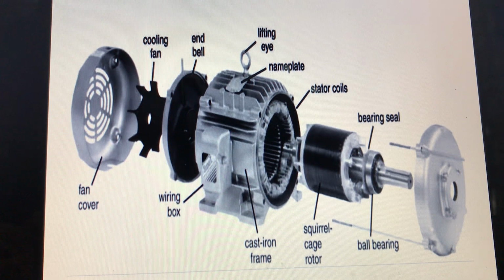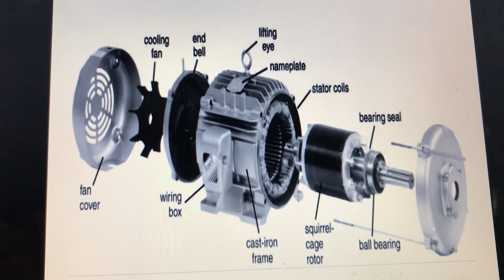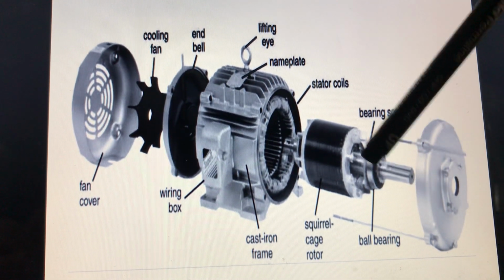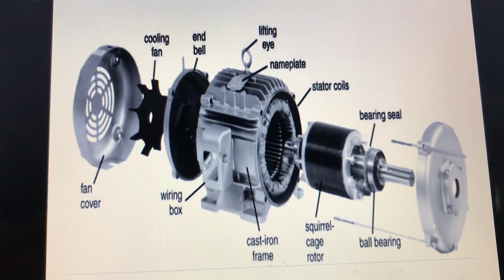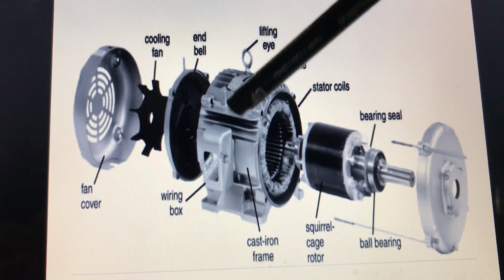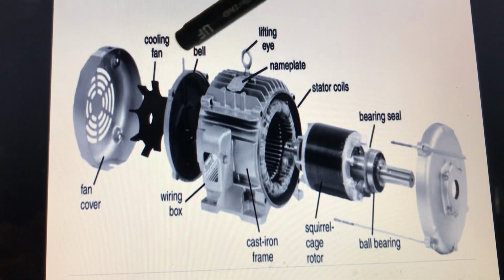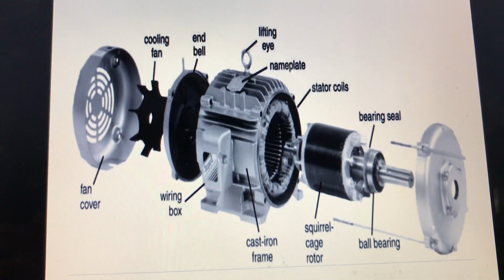There are two types of rotor for these machines. One is the wound rotor, the other one is squirrel cage, the details of which we will discuss later on. These are ball bearings on which the rotor rotates. So this is the rotating part, this is the stationary part, this is the lifting eye to lift the motor, this is the wiring box to give input to the motor. This is the cooling fan which is mounted on the shaft for cooling of the motor. This is the fan cover.